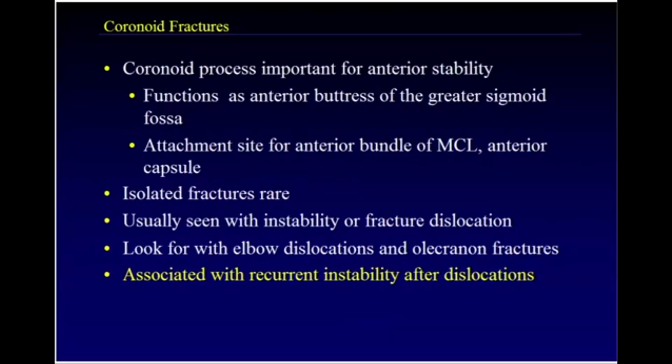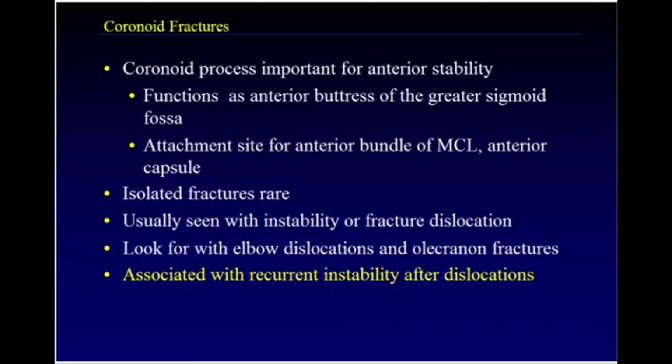Coronoid fractures are quite difficult both to assess and to manage. The coronoid process is important for anterior stability of the elbow joint. It functions as an anterior buttress in the greater sigmoid fossa. And remember that it is the site of attachment of the anterior bundle of the medial collateral ligament. That's the important portion of the medial collateral ligament.